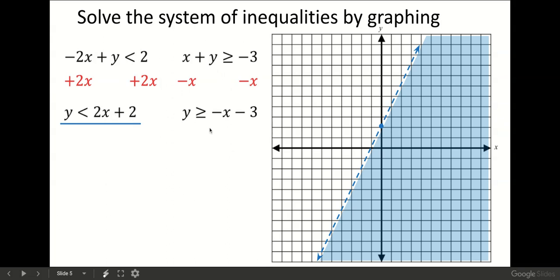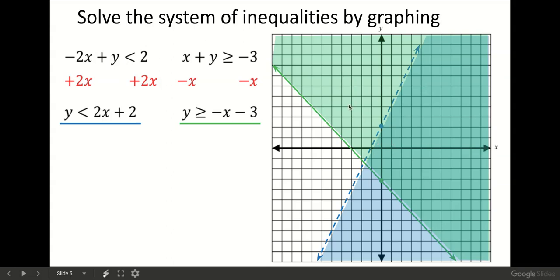And then now I'm going to go ahead and graph the second inequality, which is I'm going to start at the y-intercept of negative 3, which is down here, and then count my slope, which is negative 1: down 1, right 1, down 1, right 1, which looks like that. That one would be solid. And then when I test the point (0, 0), it does work because 0 would be greater than negative 3. So that means I would shade this side of the line.